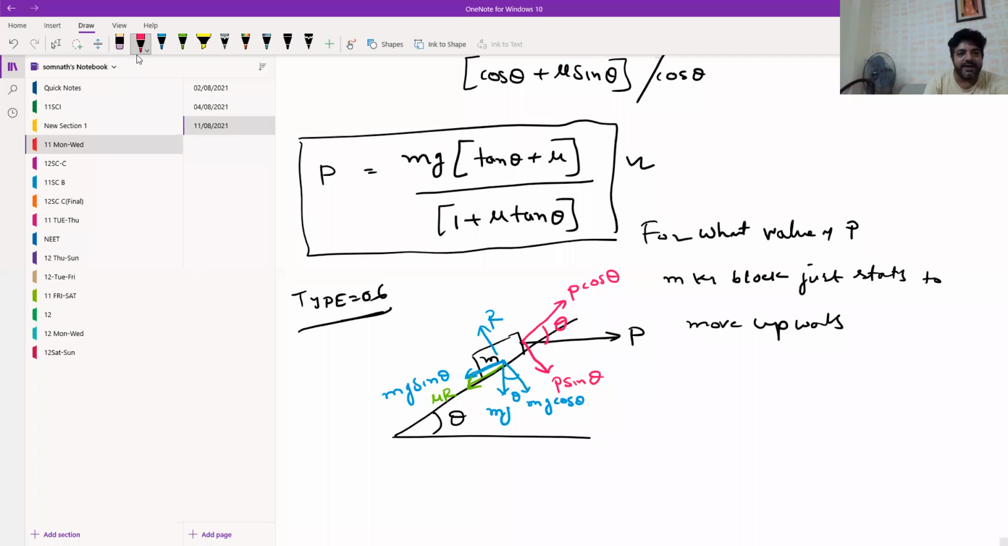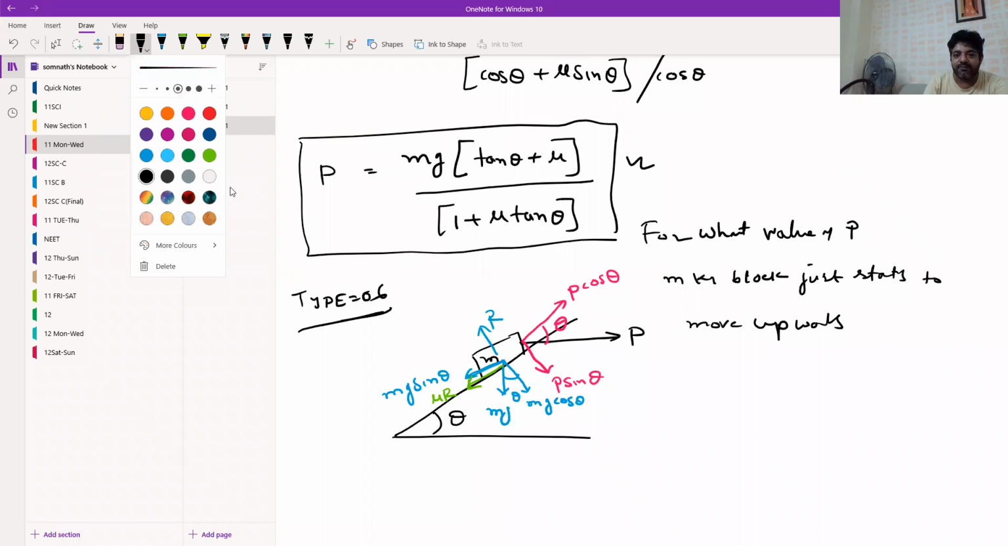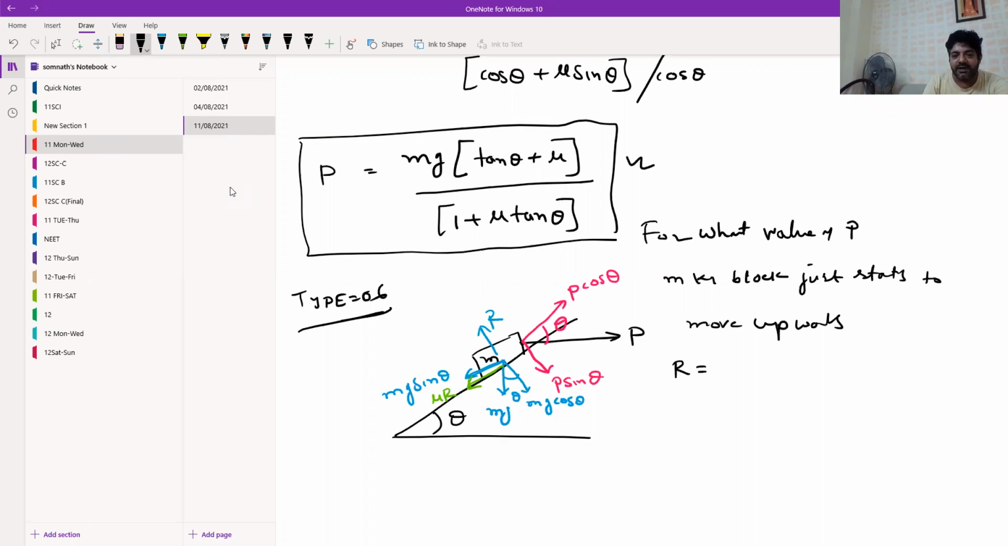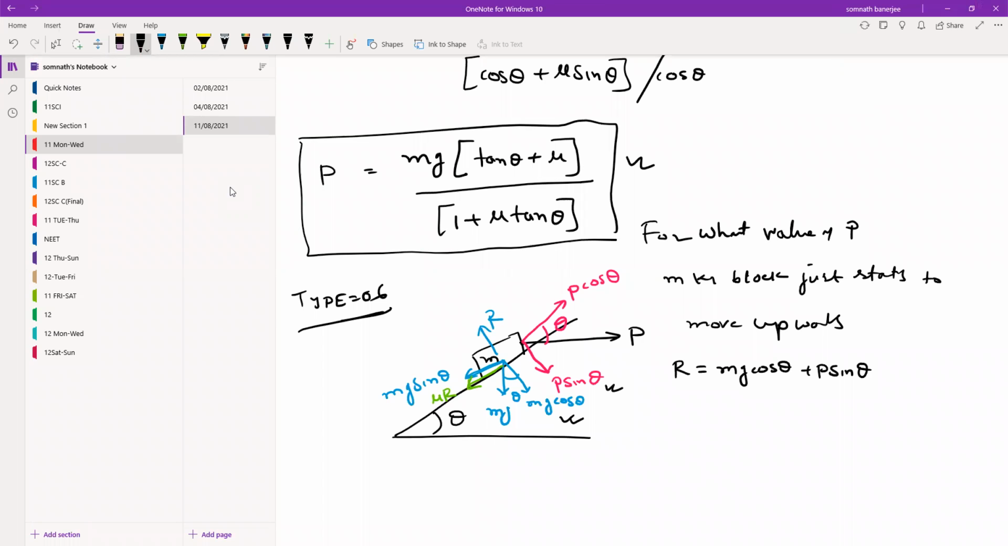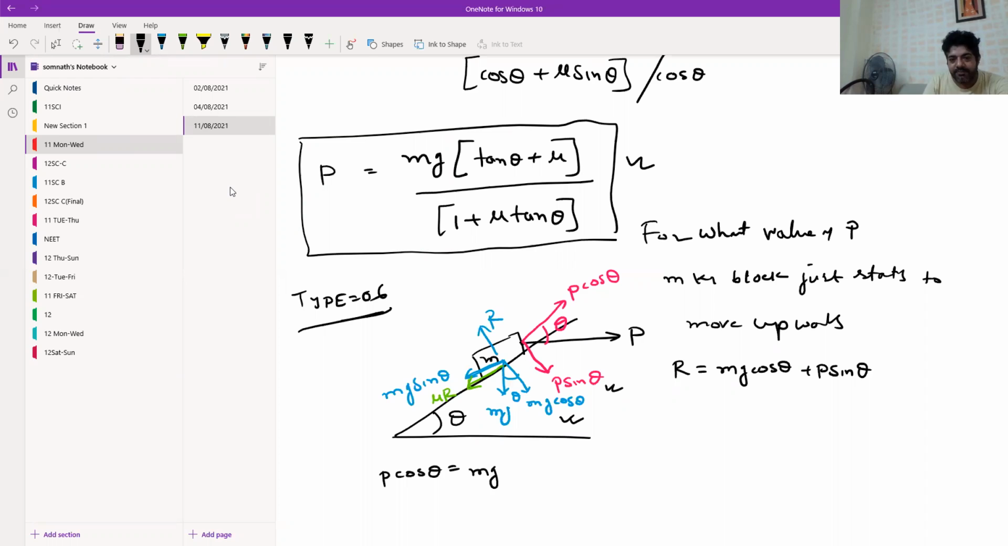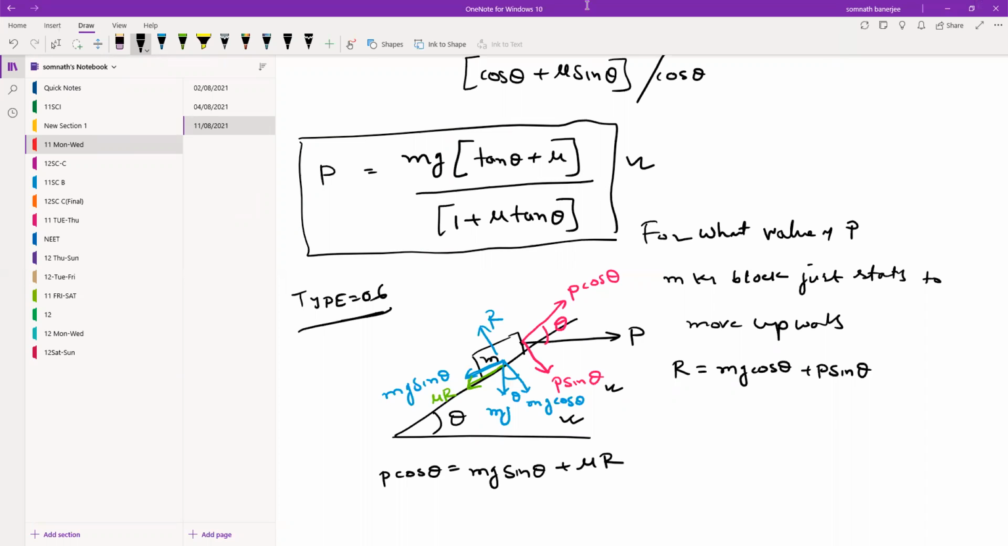So my first aim is to find the normal reaction. How can I find the normal reaction? Upward force, how much? R. How many downward forces do you have? These two. Yes, sir. So what can we write here? R equals mg cos theta plus p sin theta. And once you get the normal reaction, now the upward force balances the downward force. So I can write p cos theta, that is the upward force, equals mg sin theta plus mu r. Yes, sir. Acha, one more thing.